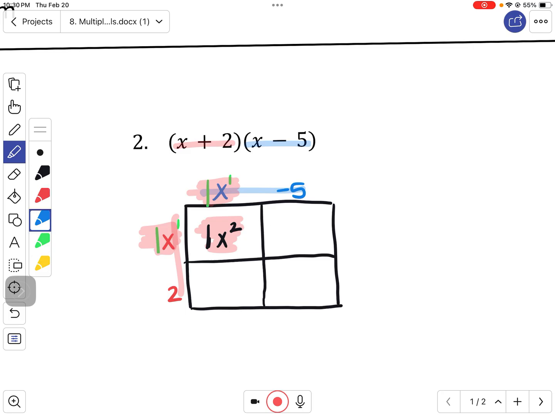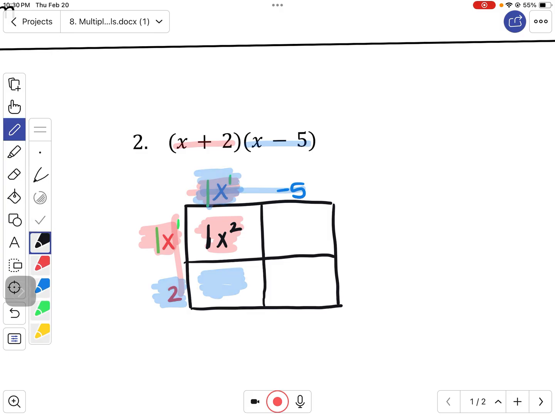Okay, my next one, I'm going to go ahead and do this bottom box right here. So this bottom box, I'm going all the way to the top, which is that 1x, and all the way on that left side, which is the 2. So 2 and 1 are my big numbers. So 2 times 1 is 2. And then I have x to the first. So that's just going to stay x to the first because I only have one of those.